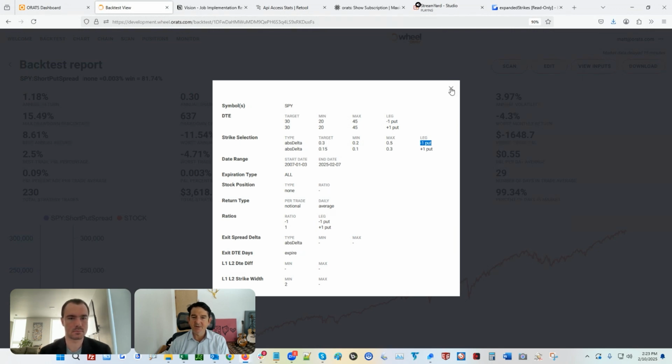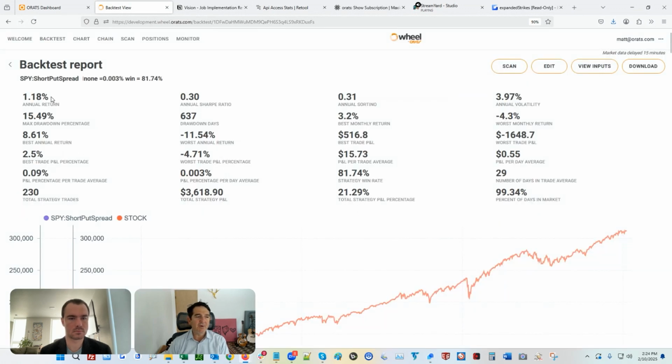And this is just the standard, no exits, no anything here. And then that returns 1.18. But then again, it's in the market all the time, basically. And what we see is a P&L per day of 0.003. That's pretty standard. So now that's the one we're looking at, right?